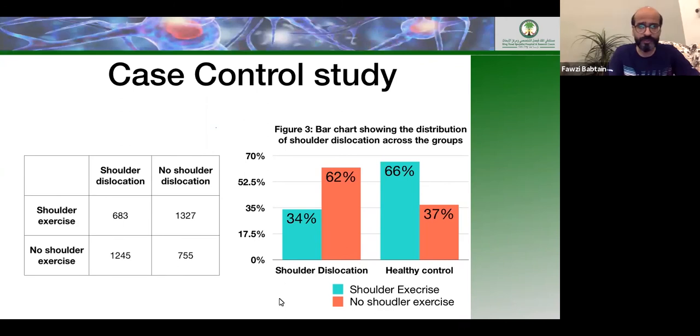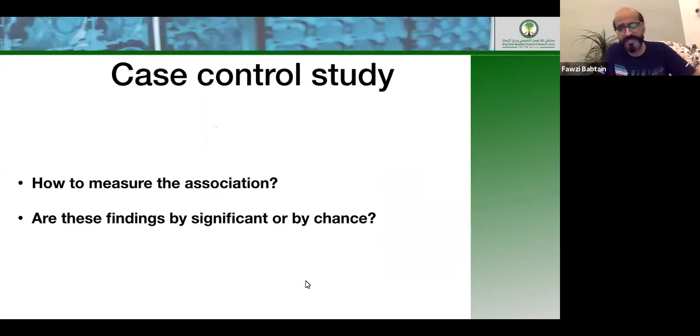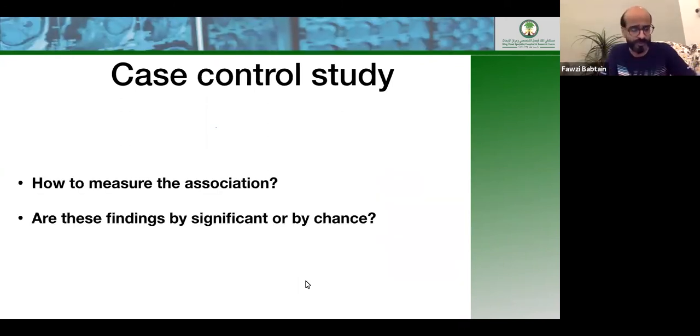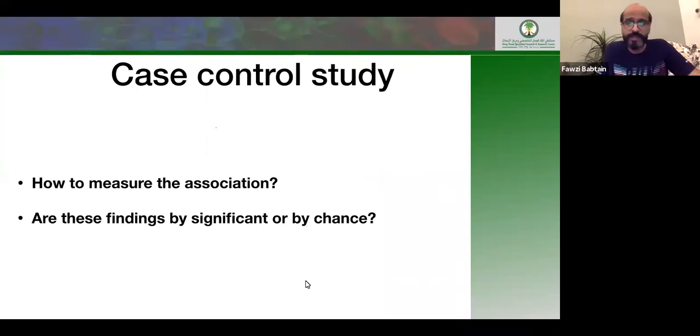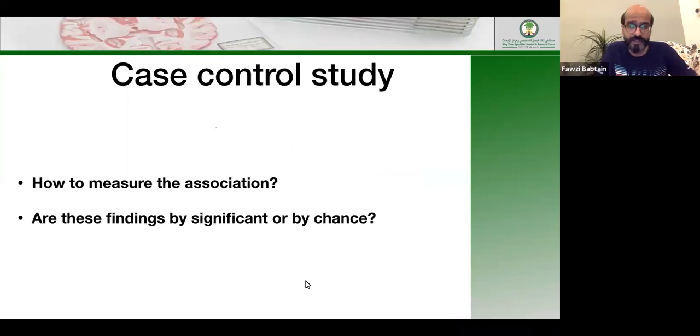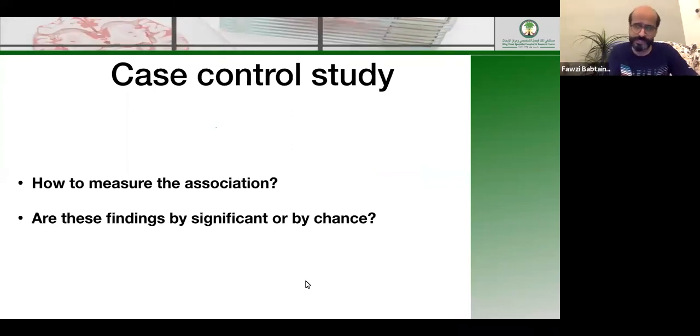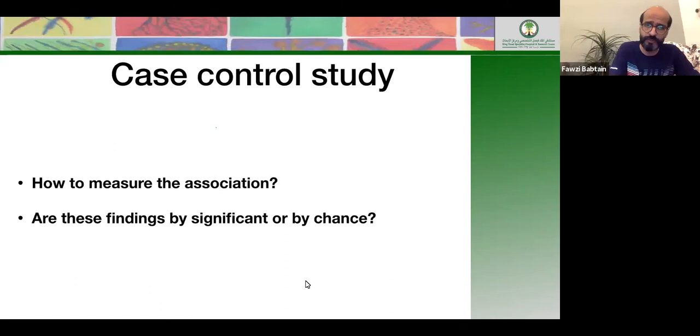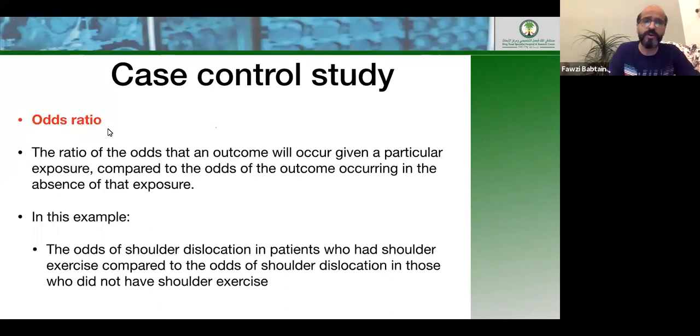I don't want to go through the details of the statistical analysis. Maybe you will come across it in different sessions. Now, I really want to measure the association. I want to make sure these results, are they significant or by chance? To measure the association, this is case control, I measure the odds ratio.